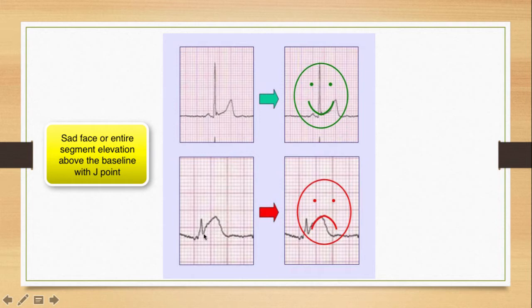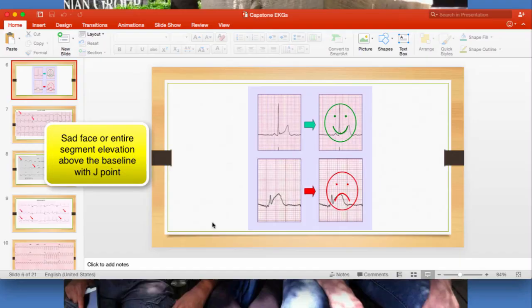Or if we see that there is an upsloping where there is a convexity of the ST segment, and there is a sad face, basically this is making a sad face, we call it ST elevation. If it's making a happy face, although it is upsloping and it appears to be slightly above the baseline, we don't call it ST elevation. Basically, it's a happy face, it's making right here, so we will call it normal ST segment. The elevation either has to be the entire segment above the baseline with the J point, or there has to be a sad face.